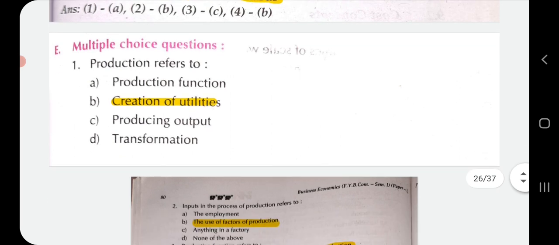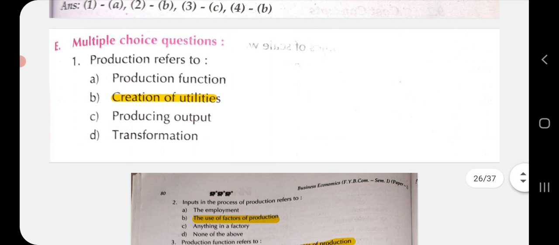Again the questions on production analysis. The first question is about production refers to creation of utility. The people buy the products because उसके अंदर utility होती है. तो if there is utility they will buy the products. So the production refers to creation of utility.